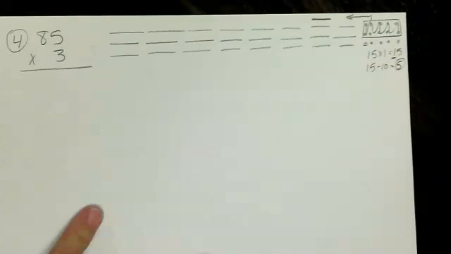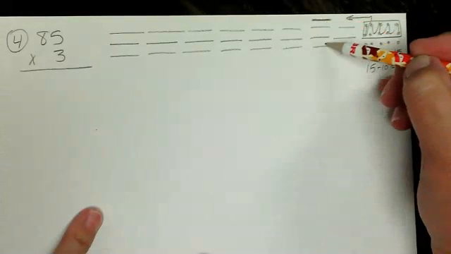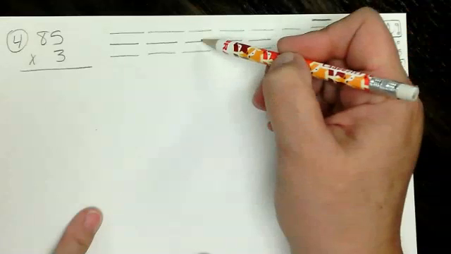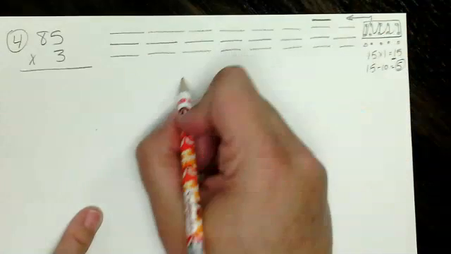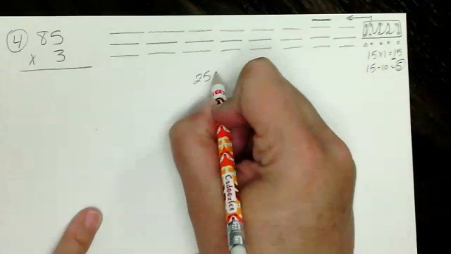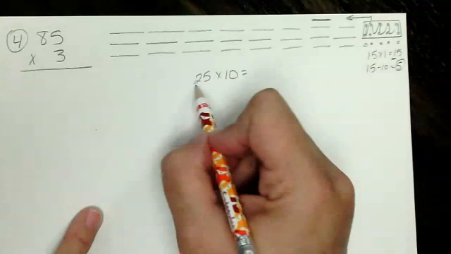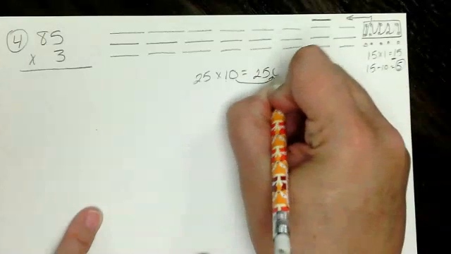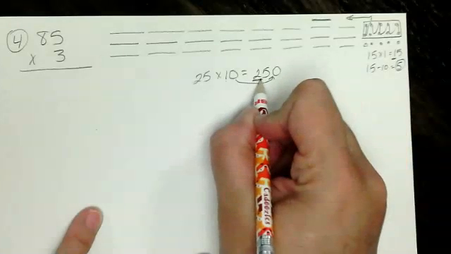All right, let's count up our tens. Here we go. 1, 2, 3, 4, 5, 6, 7, 8, 9, 10, 11, 12, 13, 14, 15, 16, 17, 18, 19, 20, 21, 22, 23, 24, 25. I have 25 tens. What's 25 times 1? Anything times 1 is itself. And then I move my 0 over.